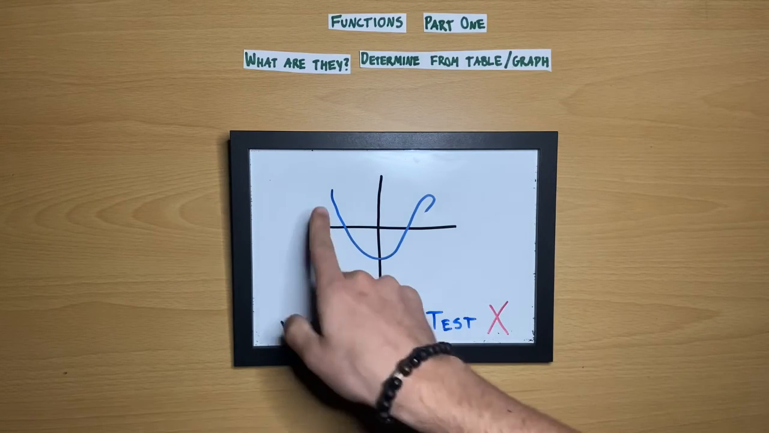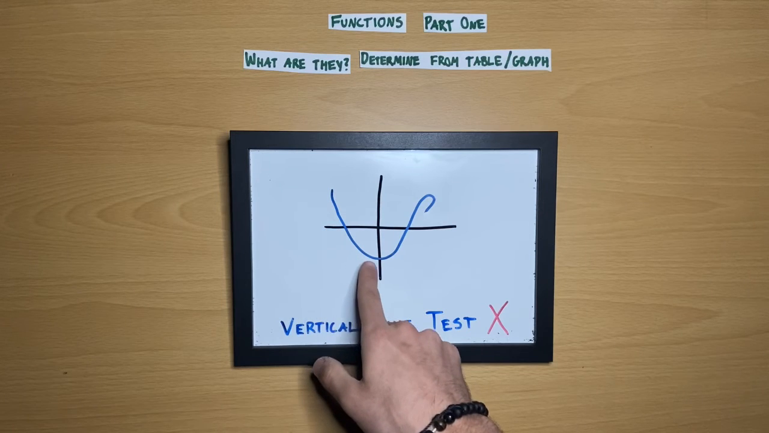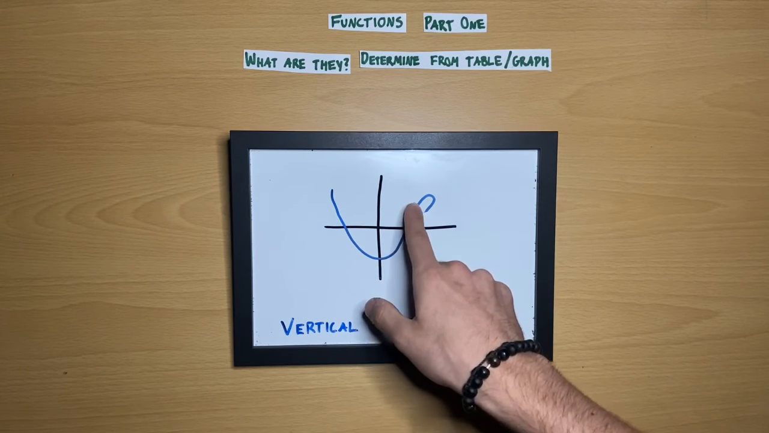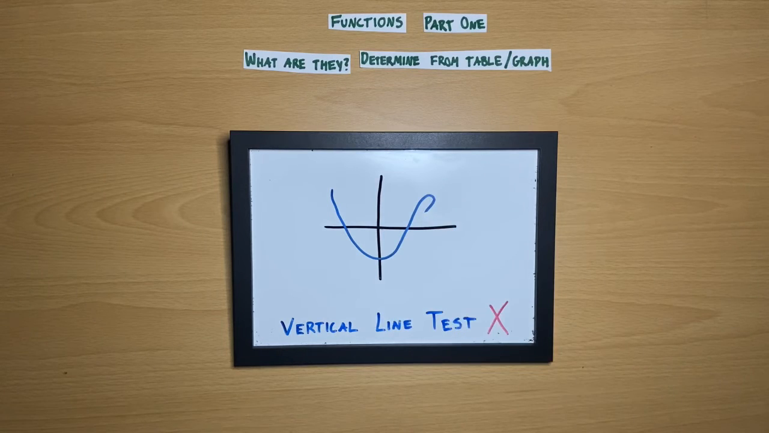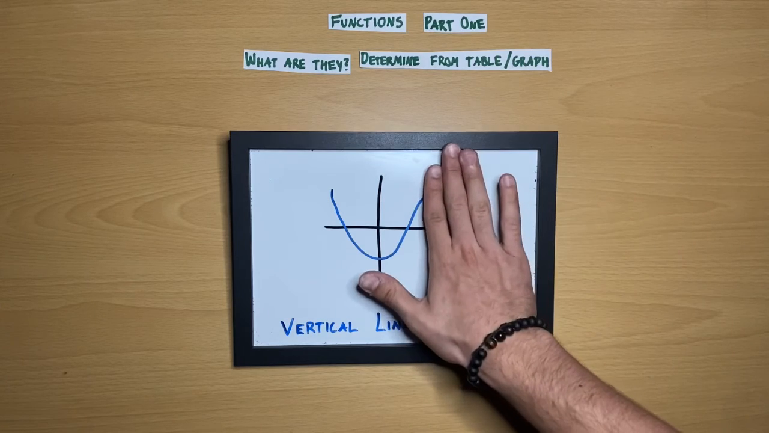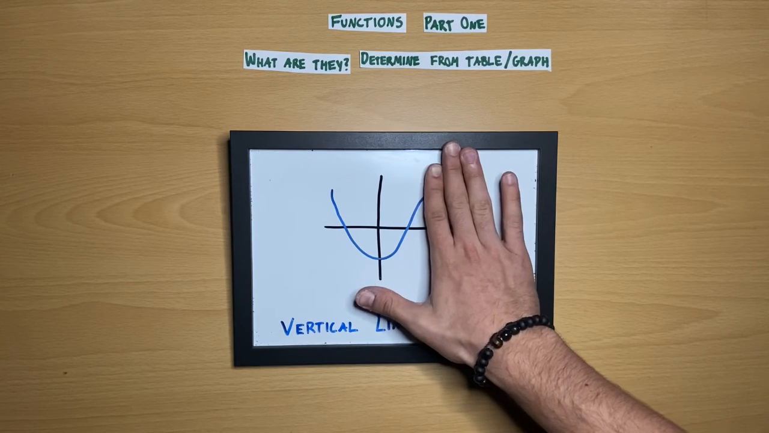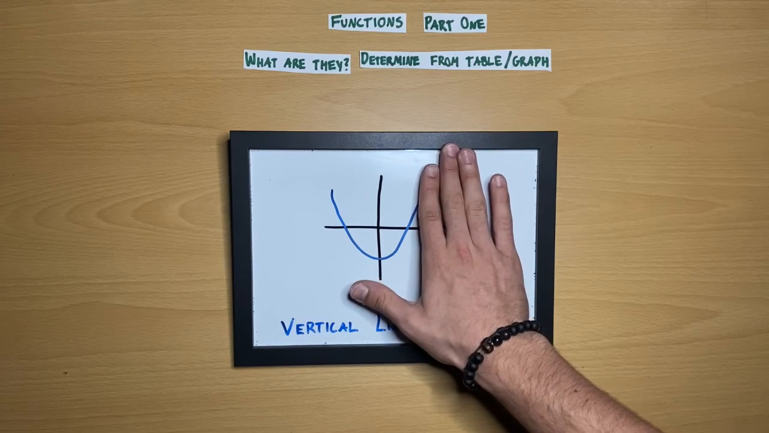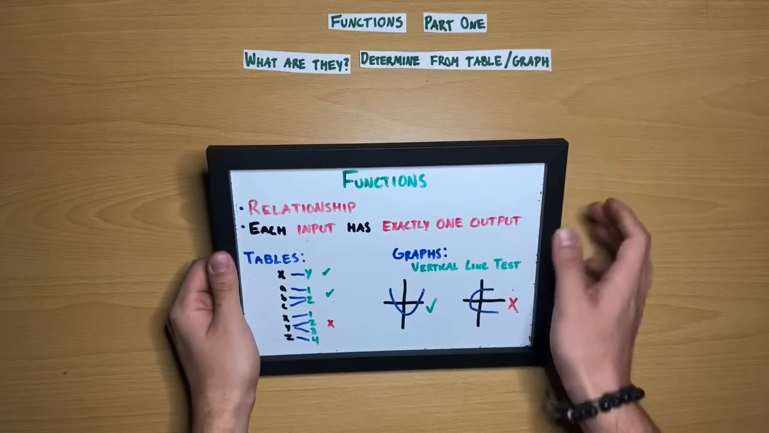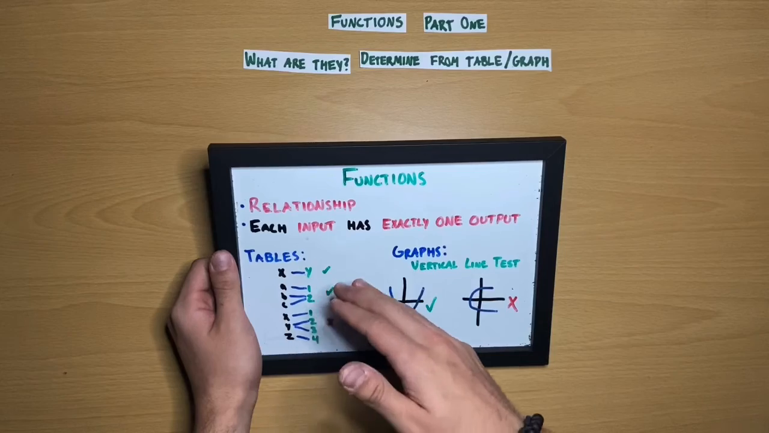So it doesn't matter that it only touched one point up to here, it was only touching one point. As soon as it touched those 2 points, then we know that it's not a function. However, if we were to cover this up and the function was this curve right here, then it would be a function.